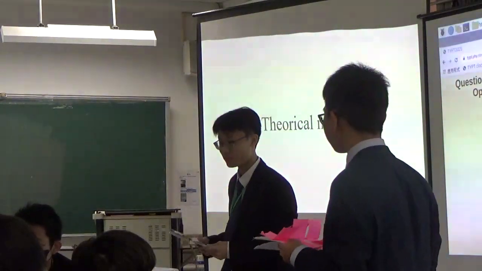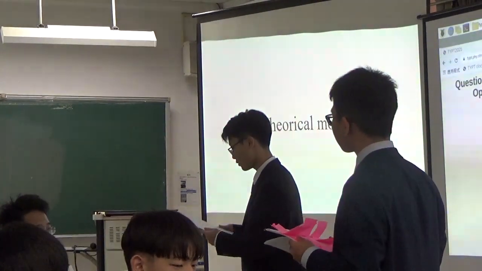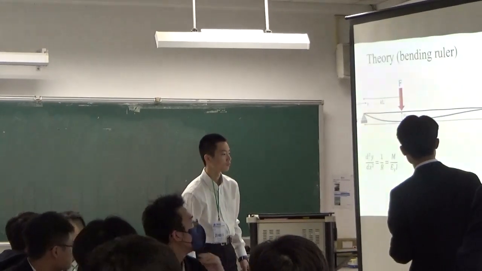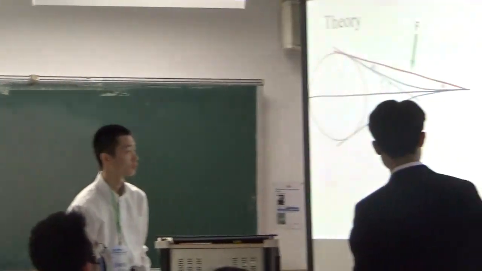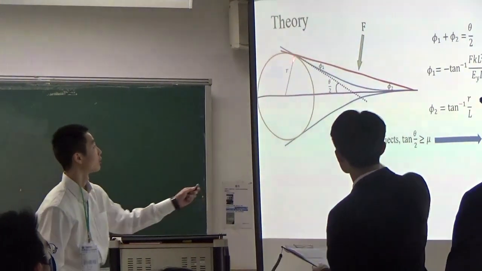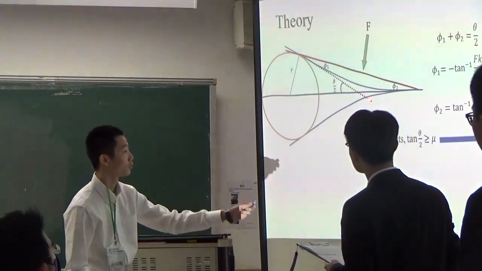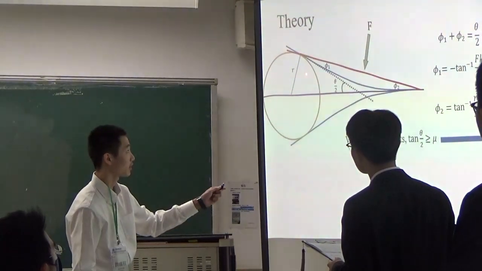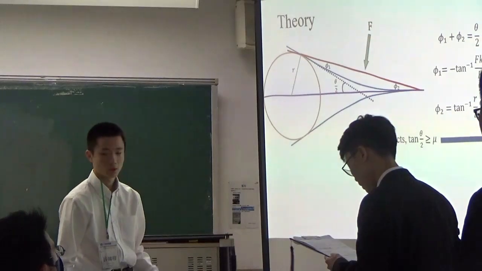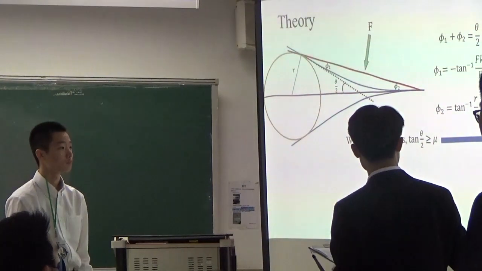Okay, hello everyone. I'm the reviewer from TYPT, and the first question I want to ask the reporter is on page 10. Which part is L? From the contact point between the ball and the ruler to the contact point between two rulers. Okay, and the second question is on page 12.